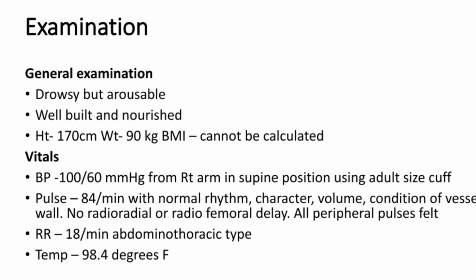His vitals were BP of 100/60 millimeters of mercury taken from the right arm in supine position using the adult size cuff, a pulse rate of 84 per minute with a normal rhythm, character, volume, condition of vessel wall. There was no radioradial or radiofemoral delay and all the peripheral pulsations were felt normally.